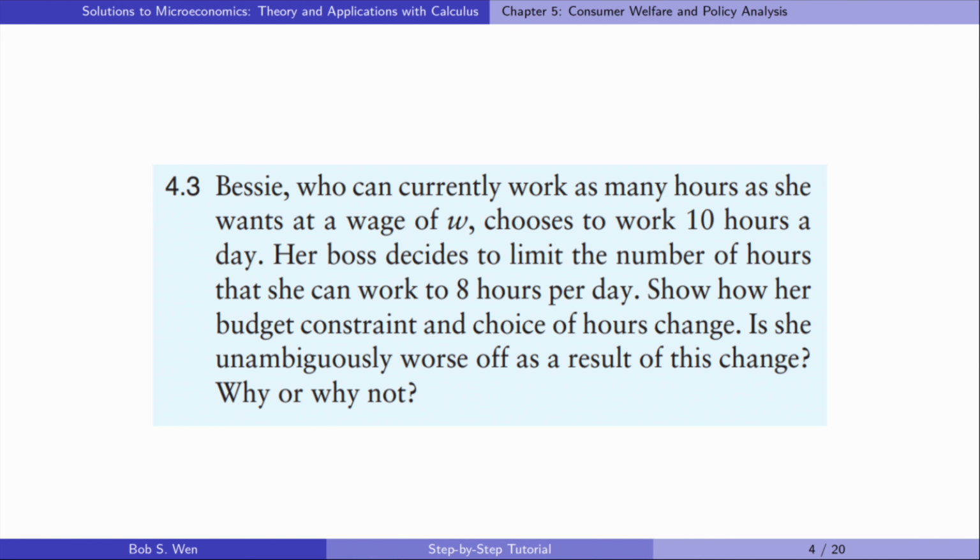Let's solve exercise 4.3. The consumer, who can currently work as many hours as she wants at a wage of W, chooses to work 10 hours a day. Her boss decides to limit the number of hours that she can work to 8 hours per day. So how do her budget constraint and choice of hours change? Is she unambiguously worse off as a result of this change? Why or why not?